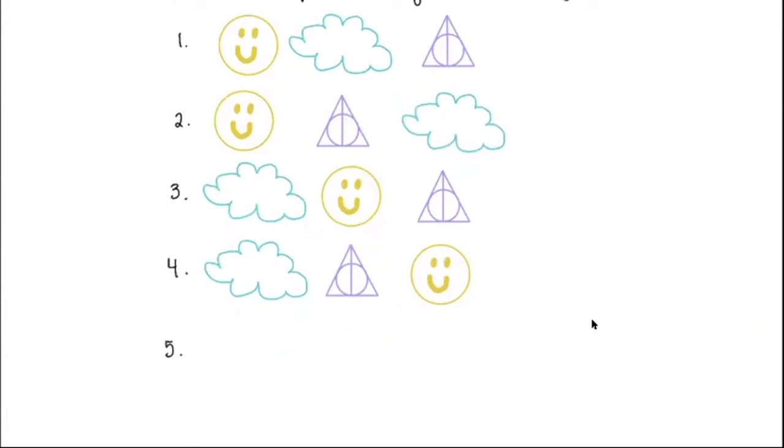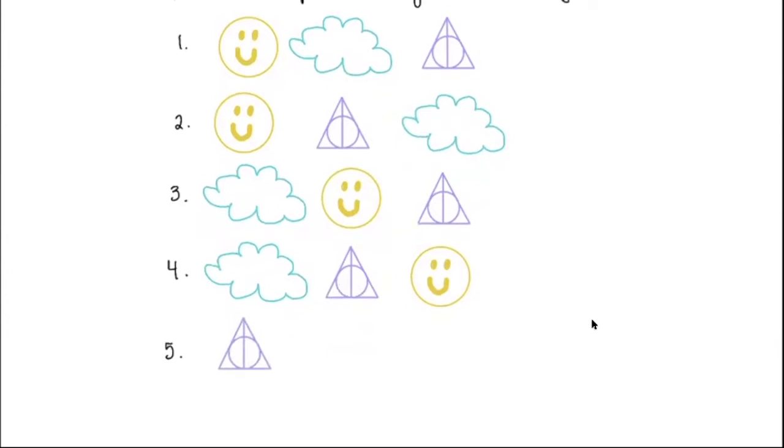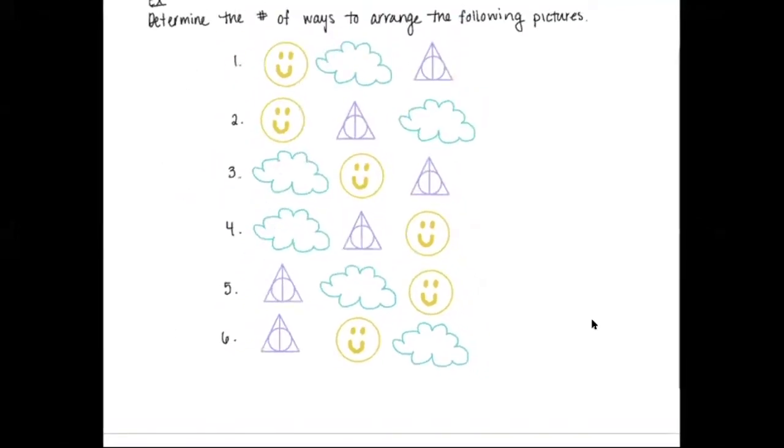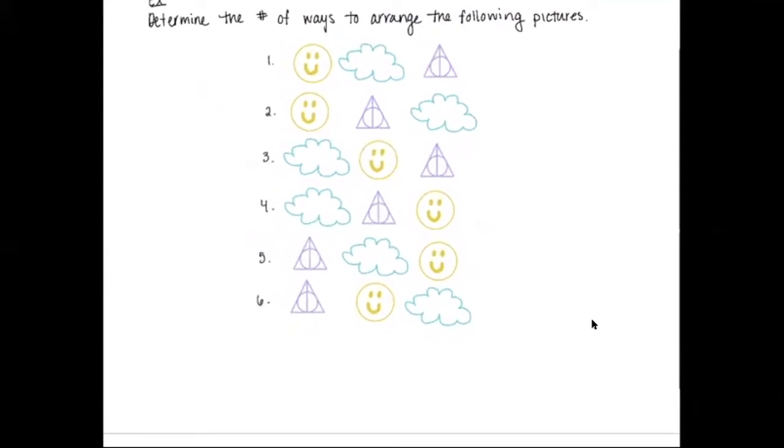And then really one more possibility for what goes up front, we can put that Deathly Hallows symbol. And then we can put the cloud second, the smiley third, and flip those. So Deathly Hallows, smiley, cloud. Okay. And now I've exhausted every possibility. So in total, there are 6 ways to arrange the 3 pictures. And I'm going to shrink this a little bit so I have enough room to write.